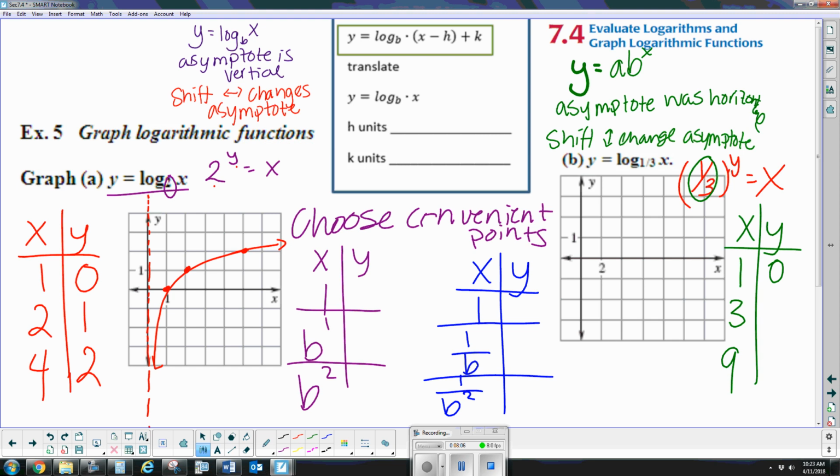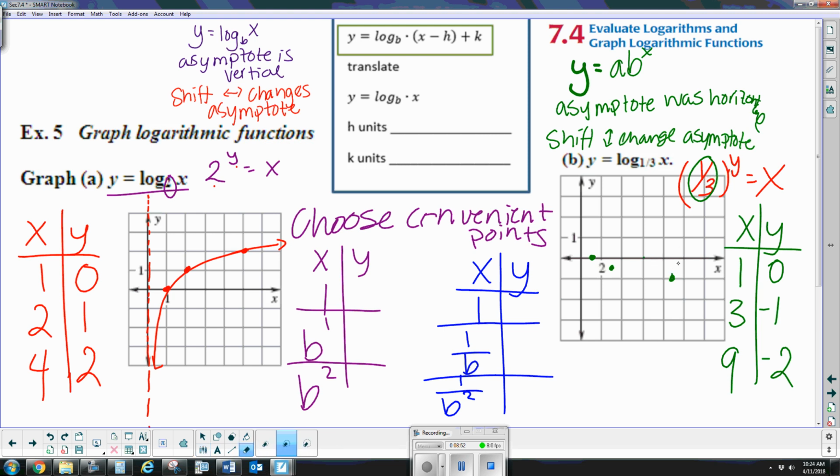Okay, so if our x value is 3, we're looking for 1/3 to the what power gives us 3. And in this case, it's -1. And in the last one, we're looking for 1/3 to the what power equals 9, and that's -2. So now let's plot those points. So we have (1, 0), (3, -1), and (9, -2).